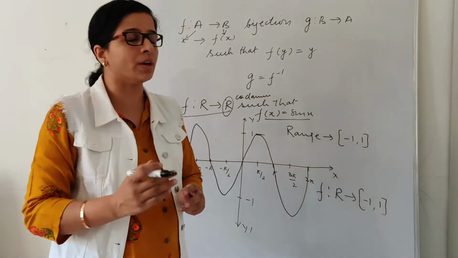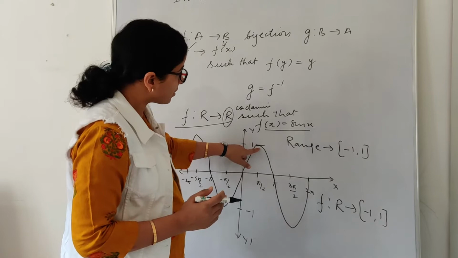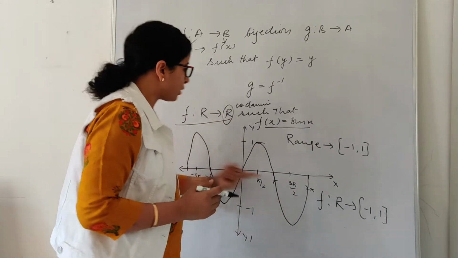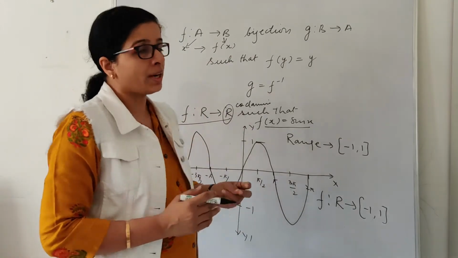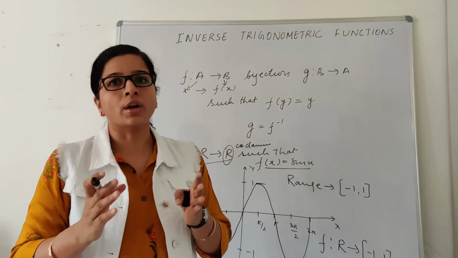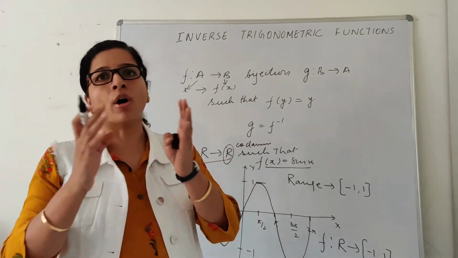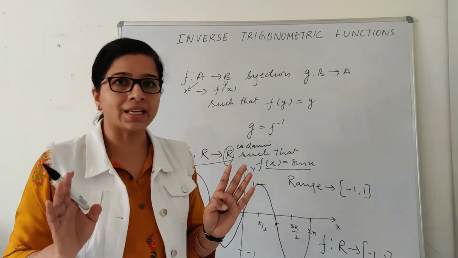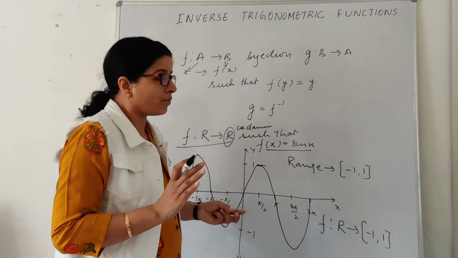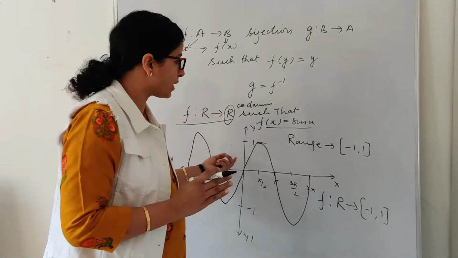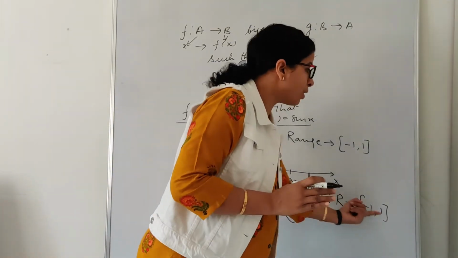What do you mean by many-one? It attains 1 at many places. Here I have considered -2 pi to 2 pi, but if I check further values, it will attain -1 or 1 or half or root 3 by 2 at infinitely many points. Is that clear? So we can have an inverse only in the case of one-one and onto. This function is now many-one onto.